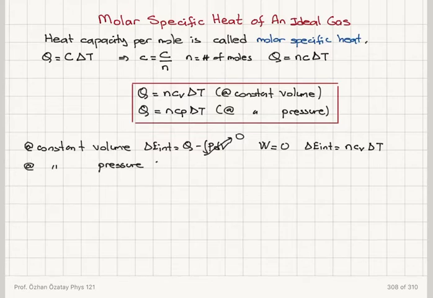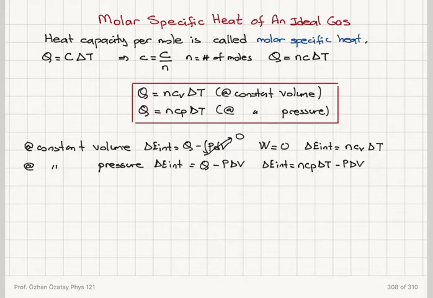If I do a constant pressure process, this time delta E internal will be equal to Q minus P delta V, because it's a constant pressure process. P comes out of the integral. Integral of dV gives me delta V. Then delta E internal is equal to N Cp delta T minus P delta V.